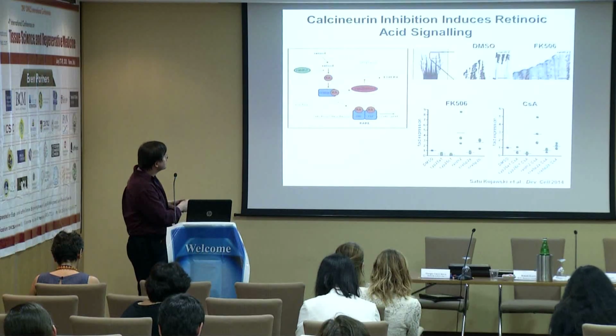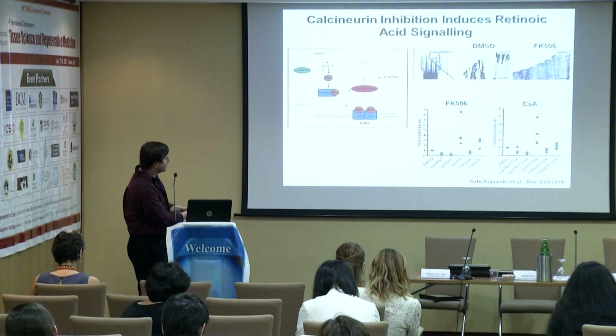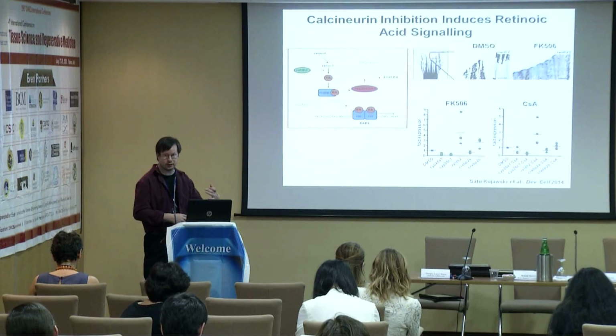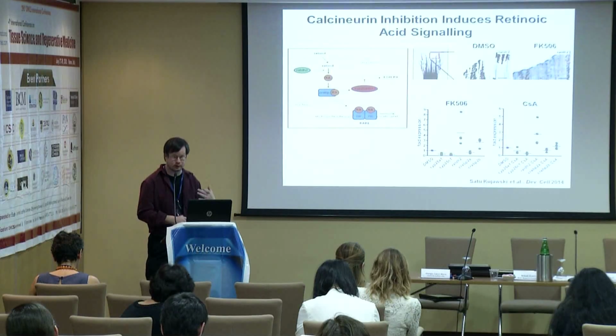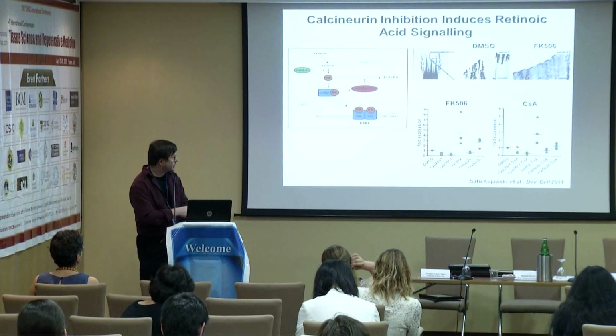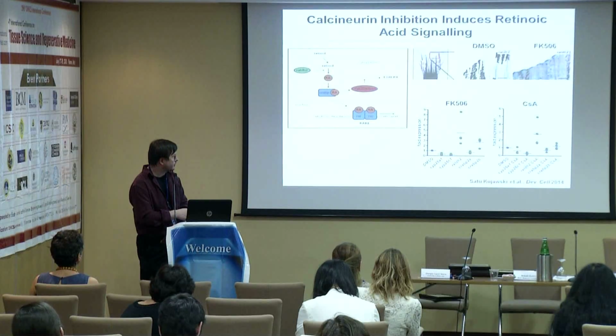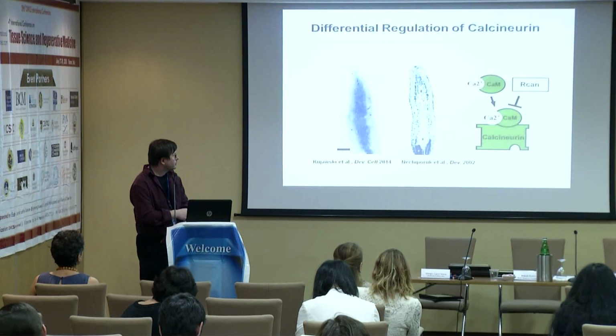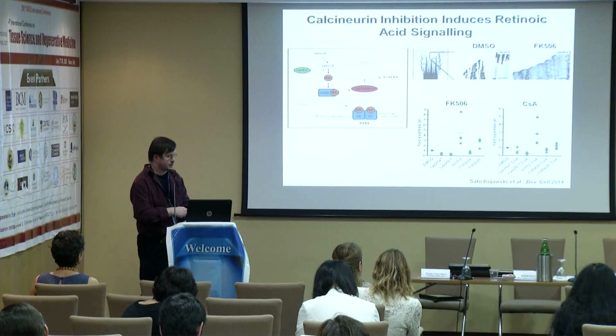And what we find is those enzymes which are involved in promoting retinoic acid signaling go up, and those that are involved in catabolizing retinoic acid and reducing its signaling go down. So we're basically regulating the whole endogenous retinoic acid signaling system through calcineurin. These are two different inhibitors giving us the same information. So then the question is how does this fit?